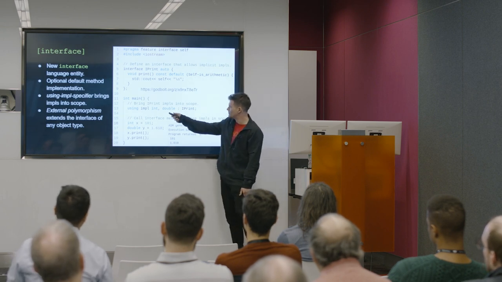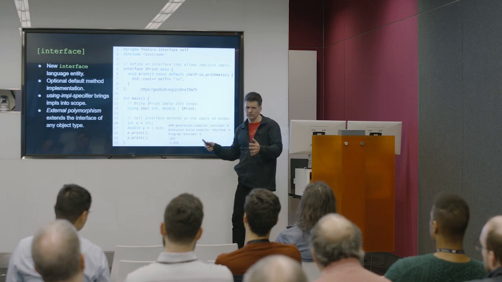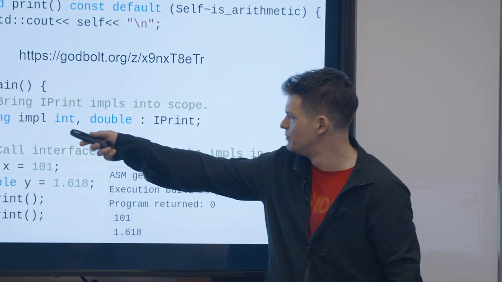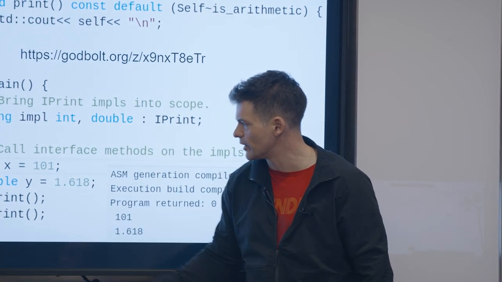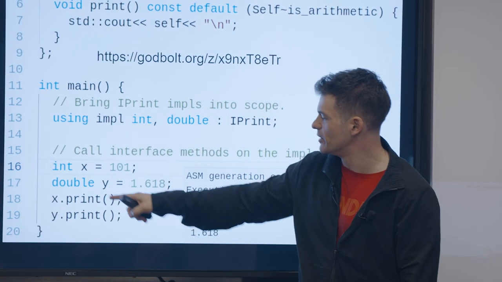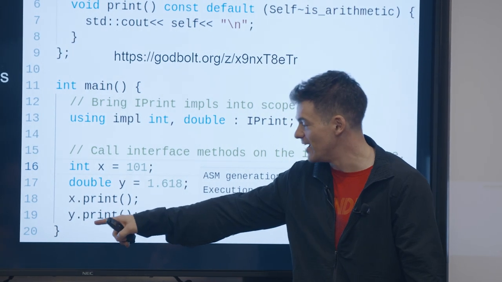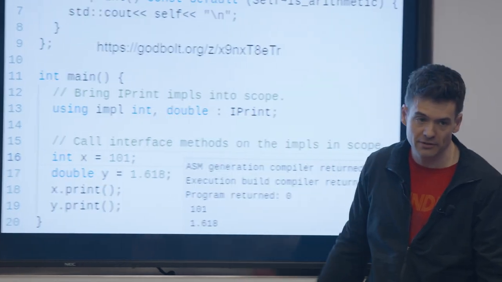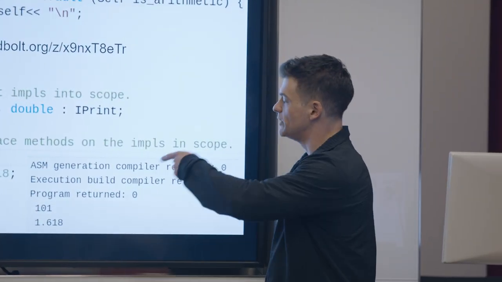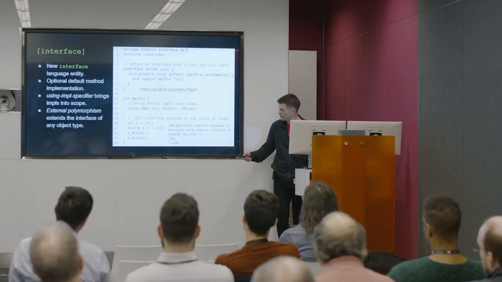And then I have to bring these impls into scope. Rust has some specific rules having to do with crates, but for now I just think of it as bringing the outer product of these interfaces and types into scope, and then I can call them without qualification. So I have int x equal 100 and double y equal 1.618. I'm calling x.print, y.print. I'm calling what looks like member functions on built-in types. I'm externally extending the interface for built-in types. All right.